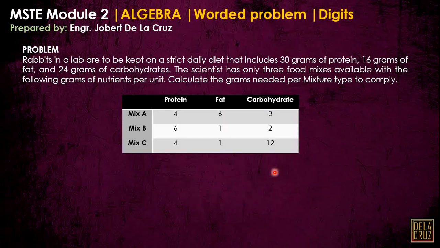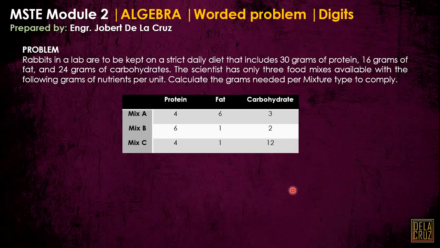How about this one? Rabbits in a lab are to be kept on a strict daily diet that includes 30 grams of protein, 16 grams of fat, and 24 grams of carbohydrates. The scientist has only 3 food mixes available with the following grams of nutrients per unit. Calculate the grams needed per mixture type to comply. So ito yun, ang diet daw ng isang rabbit, it must have at least 30 grams of protein, 16 grams of fat, and 24 grams of carbohydrates. Now, using this table, how can we calculate that?